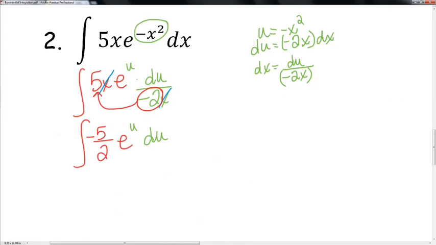And so now we can take our antiderivative. And our coefficient is negative 5/2 e to the u plus c. And so now we can substitute back in. Negative 5/2 e to the negative x squared plus c.